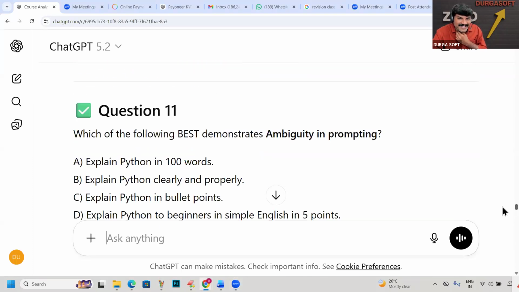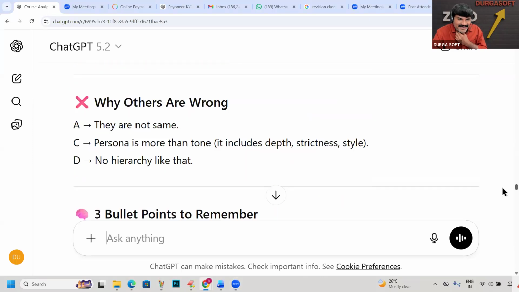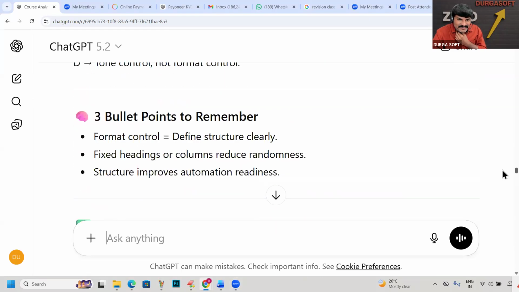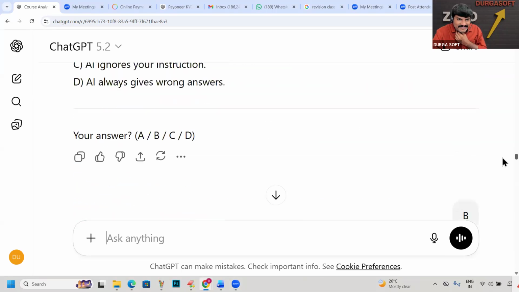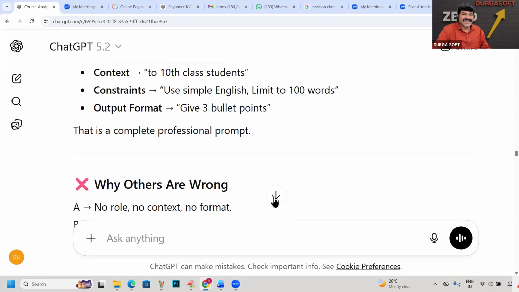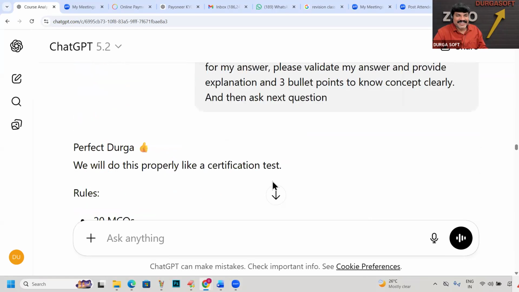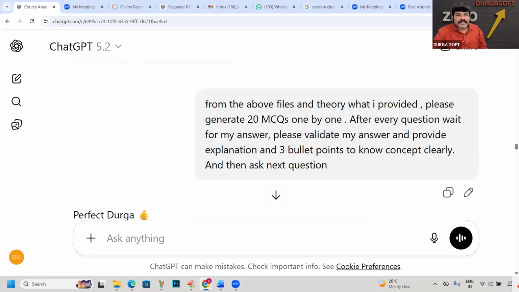Sir, did we get any certificate for this? 20 out of 20. Yeah, we will. Ask AI, AI will give. Here, have you observed? Can you please have a look once? Generally: from the above files and the theory I provided, please generate 20 MCQs one by one. After every question, wait for my answer. Please validate my answer and provide an explanation and 3 bullet points to know the concept clearly. And then ask the next question.